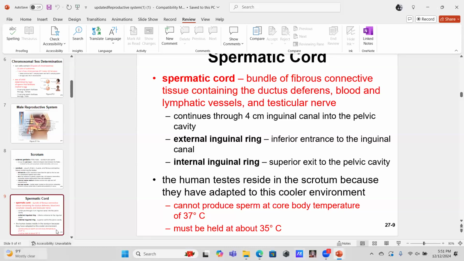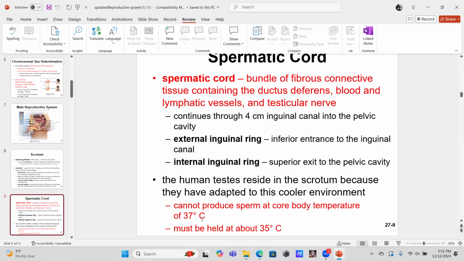How we do this is by the presence of something called the spermatic cord. The spermatic cord contains muscles. It contains the vas deferens, lots of blood vessels, and a testicular nerve. Now, the big thing is understanding that in order for males to produce viable sperm, we need a core body temperature of about 35 degrees centigrade, so about 95, 96 degrees Fahrenheit. Now keep that in mind.